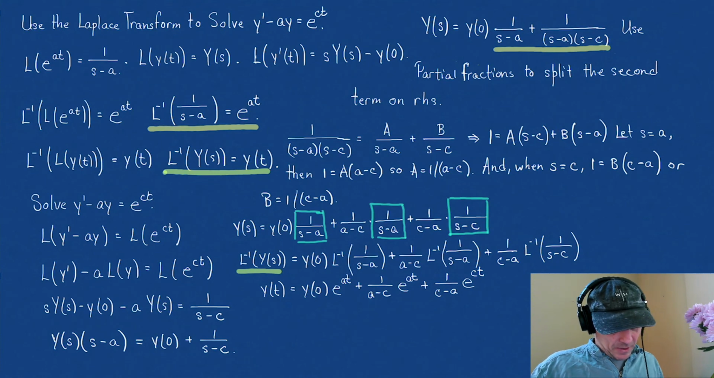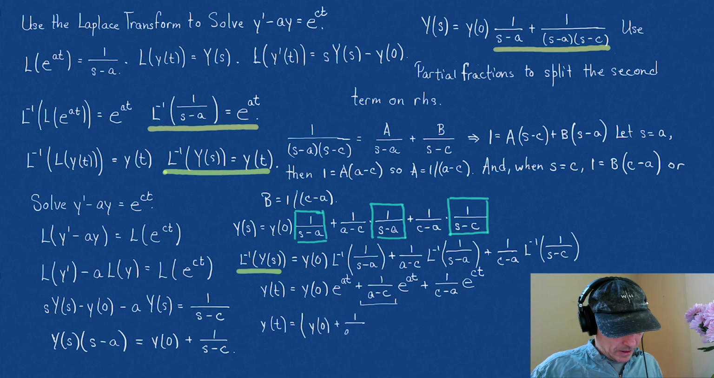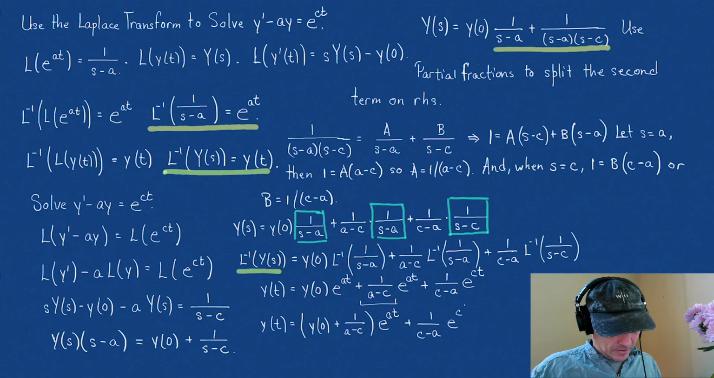And we're almost done. Our last step: if we make this a constant, we could multiply that term by -1 over -1 to have a common denominator. You could do that if you want. I'm going to rewrite it this way. You could also say y of t equals, I'm going to factor out the e to the at, so I have a y of 0 plus 1 over a minus c times e to the at plus 1 over c minus a e to the ct.